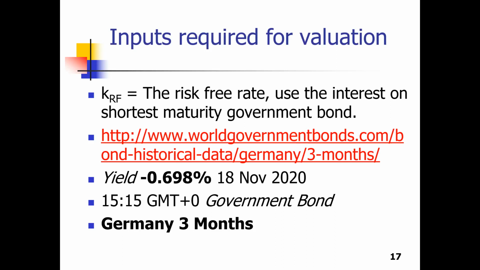Yield is negative here, 0.698. You look for this yield at a particular date, and you write that date down in your report. And what I looked at was 3-month bonds for Germany, the shortest I could find.